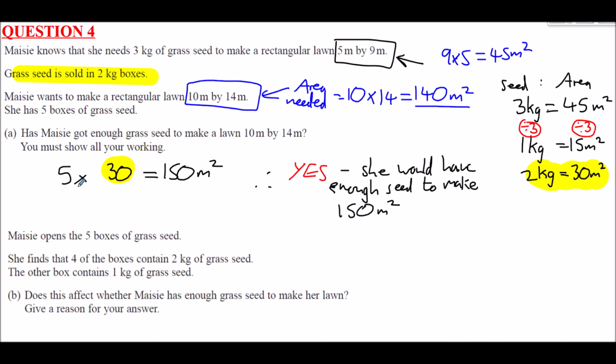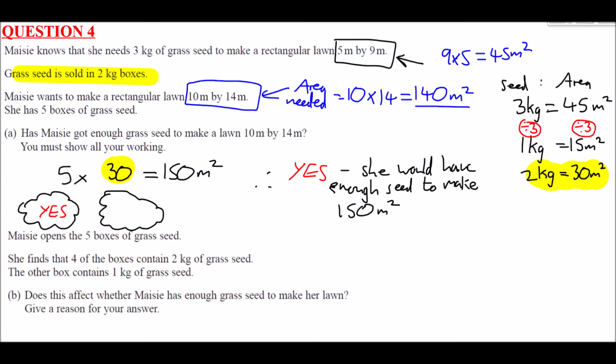Well, first of all, we said yes. Okay, so before, based on our answers to part A, we would have said yes, she has enough seed. If after what's been said and done here for part B, we'd still say yes, then we'd say it's not affected her outcome. If we change from a yes to a no, though, our answer for part B would be yes, the outcome's been affected because we've changed from a yes to now she doesn't have enough.